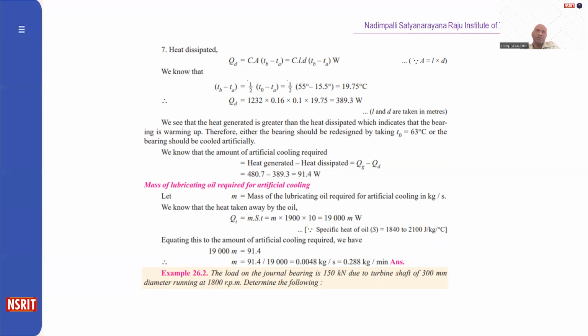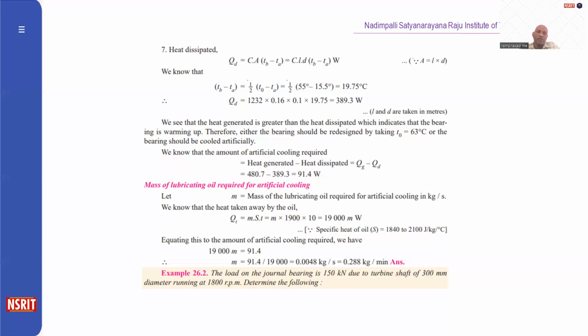So Tb minus Ta, the formula is equal to 1 by 2 into T naught minus Ta. So operating temperature is given as 55 minus ambient temperature 15.5. You are getting 19.75. Now totally you are getting heat dissipated is equal to 389.3 watts. So how much artificial cooling is required? Heat generated minus heat dissipated. So Qg minus Qd, you are getting 91.4 watts.